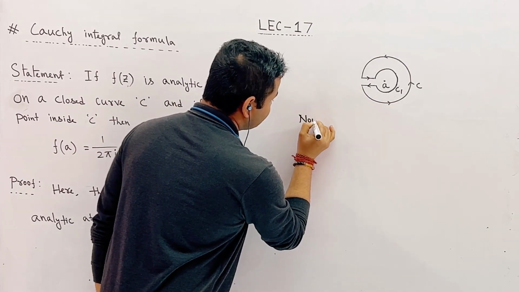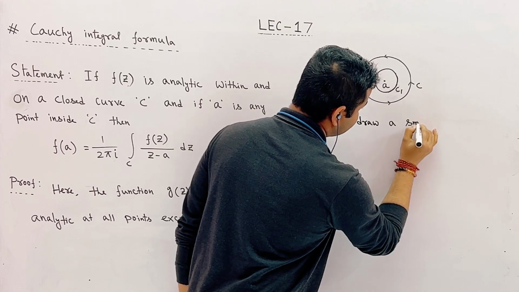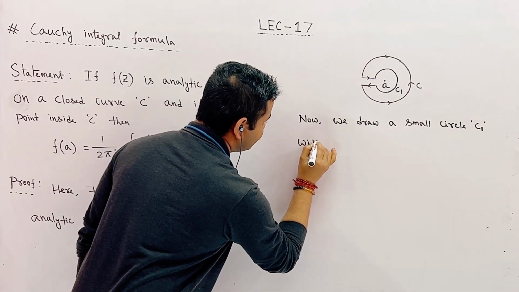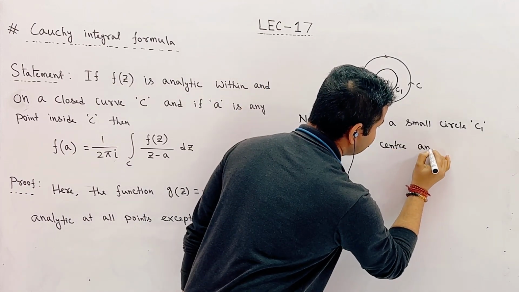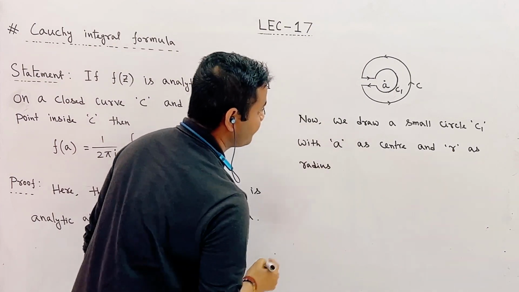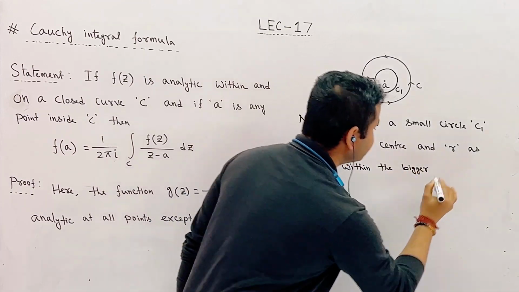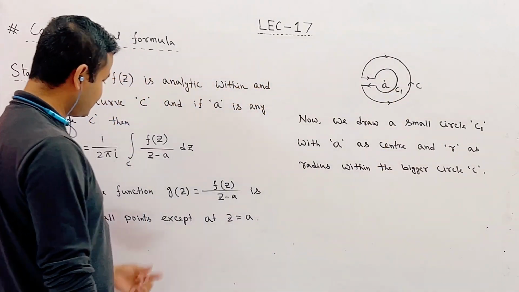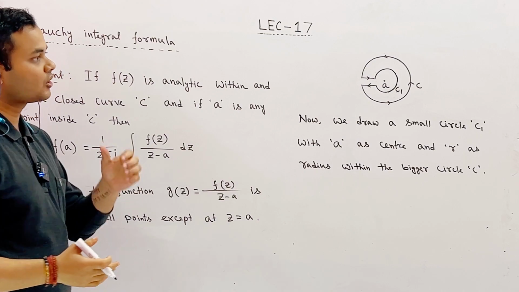So now we draw a small circle C1 with A as center and r as radius within the bigger circle C. After drawing this small circle C1, we have seen that the function g of z is analytic at all points in the region in between C and C1. So, therefore, we can apply Cauchy's integral theorem.